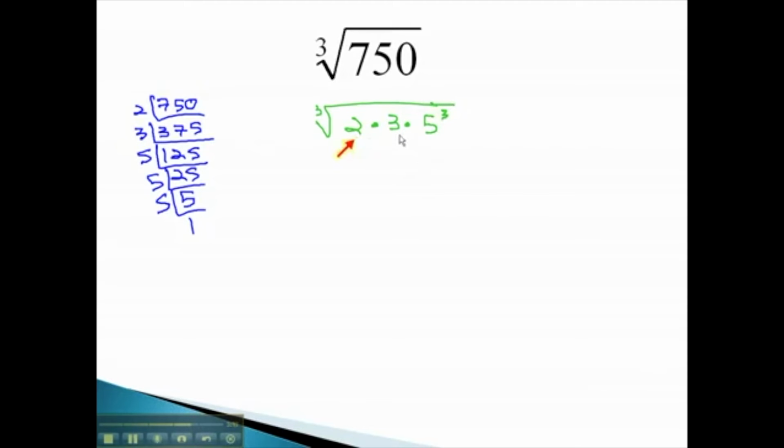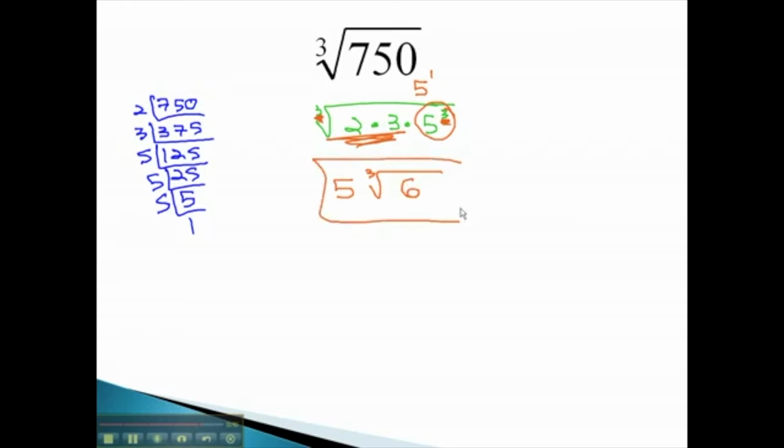Notice there is no exponent to divide with the 2 and 3 bases. The only exponent we have is on the 5 cubed. We divide the cubed by the index of 3 to find out how many 5's come out. 3 divided by 3 tells us that one of them is going to come out. We have a 5 on the outside of the cube root. Left inside the cube root, we see 2 times 3. 2 times 3 is 6, and so our answer is 5 times the cube root of 6.